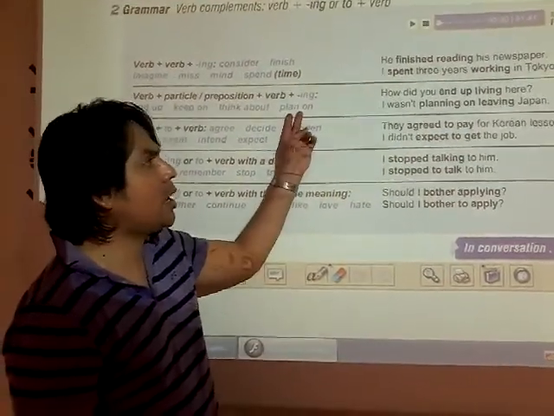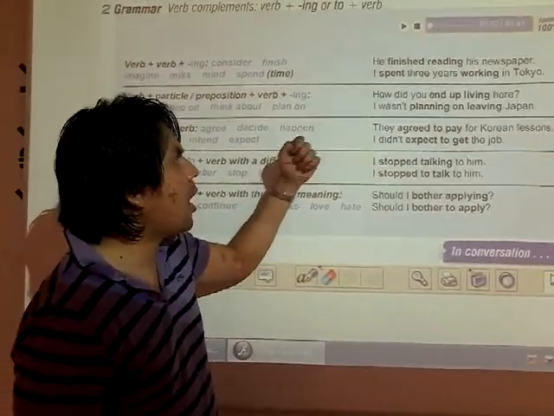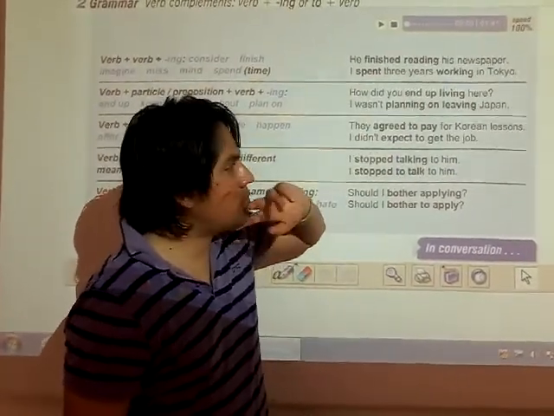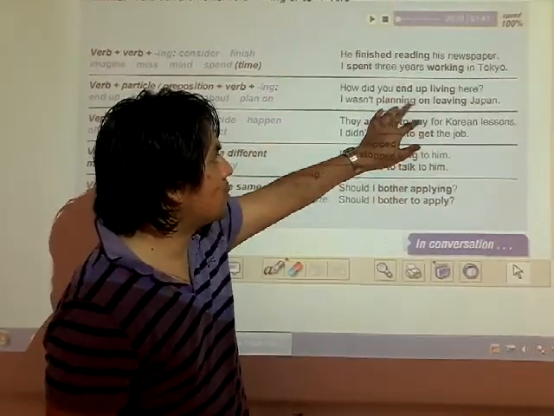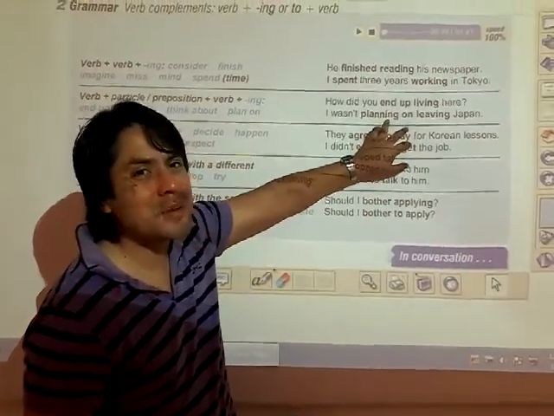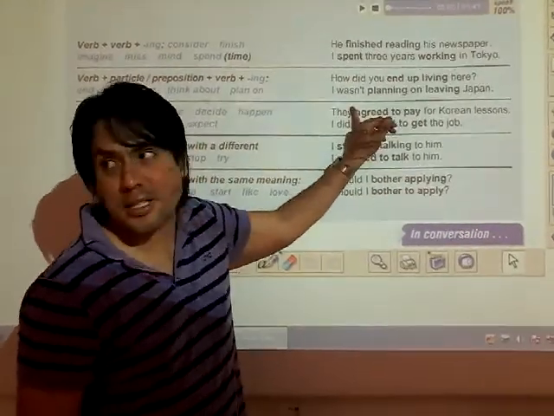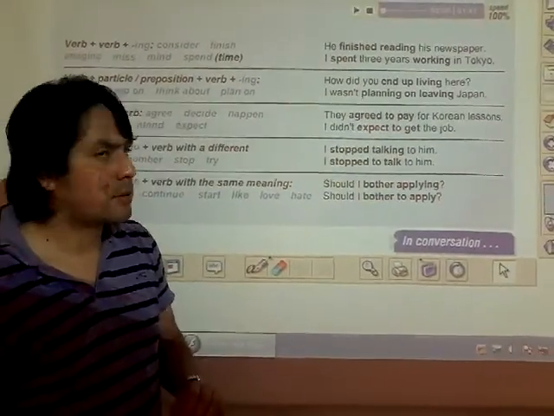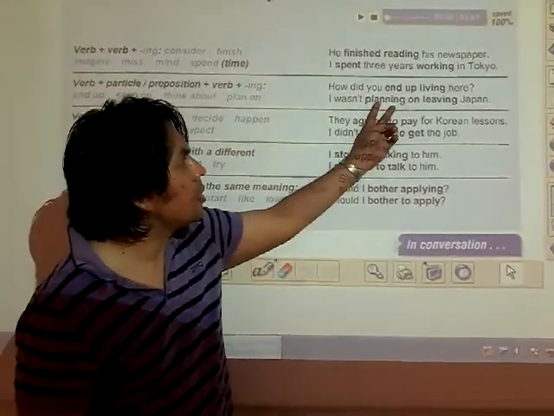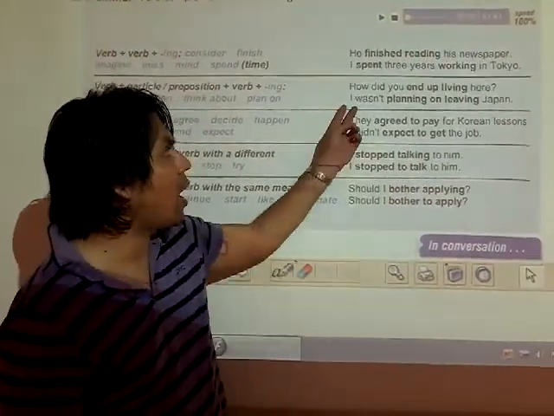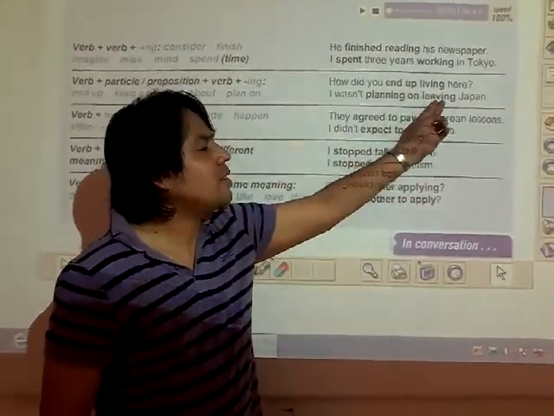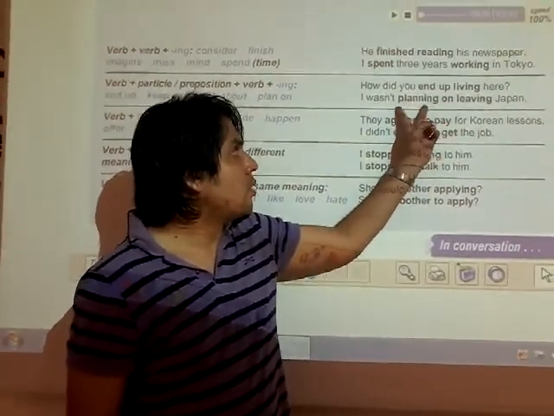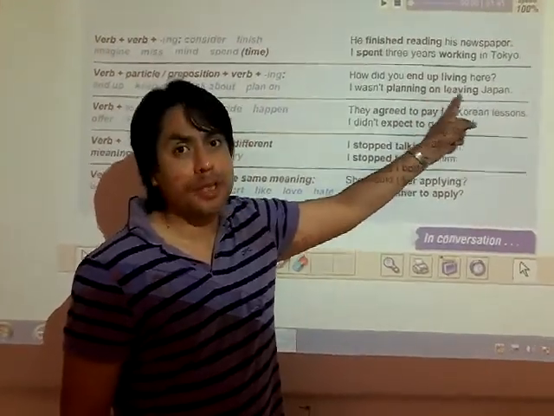What other verb? Like plan on. I can say, I wasn't planning on. Maybe you can confuse this part because this is with ing, but this is because this is past continuous, right? This is past continuous. Okay, so planning on, in this case, is a past continuous tense. So I say, I wasn't planning on, and then the gerund, leaving Japan, right? So planning on, after the preposition, the gerund.